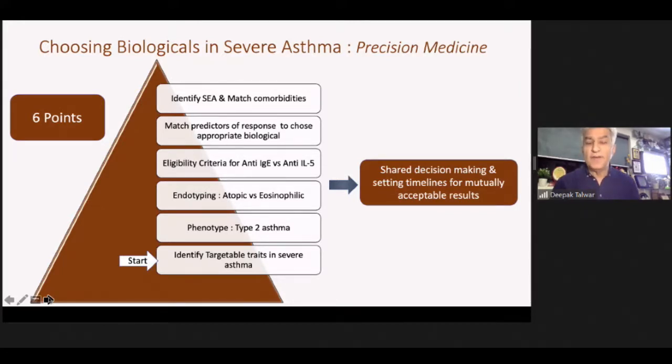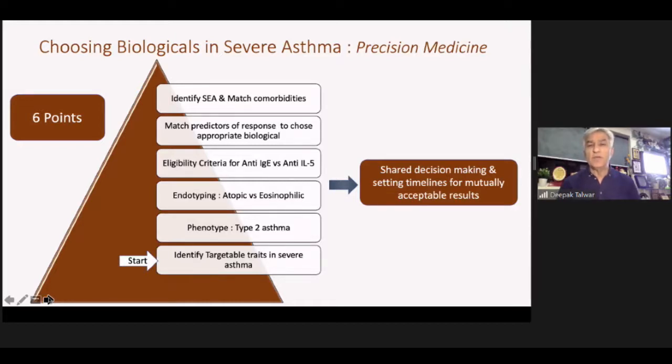If they have, you start climbing the ladder and look for the next point, which is to phenotype, that is, is it a type 2 asthma for which biologicals are available, and then endotype them, whether you need to use an anti-IgE drug or the other drugs which are anti-IL-5 or anti-IL-4. And then we look for the eligibility criteria, whether this patient fits into the criteria of the biologicals which are available in our country.